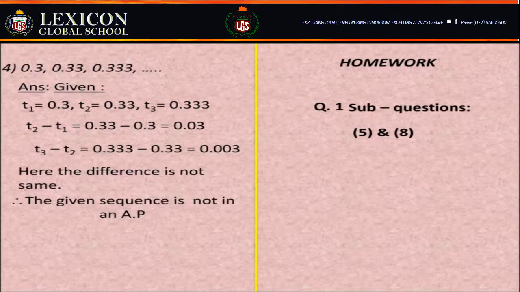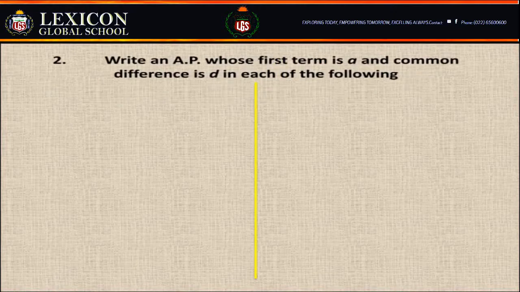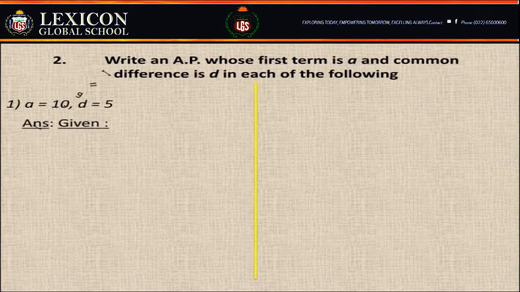Now we'll move on to our second question. Your second question says, write an AP whose first term is A and common difference is D in each of the following. That is given to you. Let's consider the first sum. A is given to you as 10 and the difference is given to you as 5. So what is given to us? T1, that means A, the first term, is given to us. So our first term is A, T1 is 10.